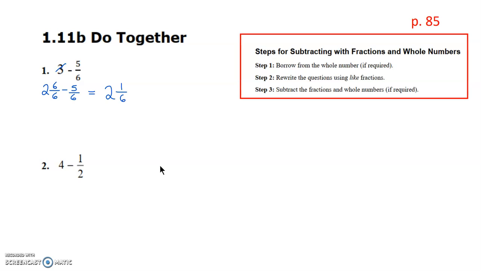For number 2, we have 4 minus a half. So we're going to borrow from the 4, becomes 3. And 2 halves, that equals 4, and then we subtract away the half. So this equals 3.5. And that one really makes sense, and even if you don't need to borrow, you can do this one pretty quickly. 4 minus a half is 3.5.